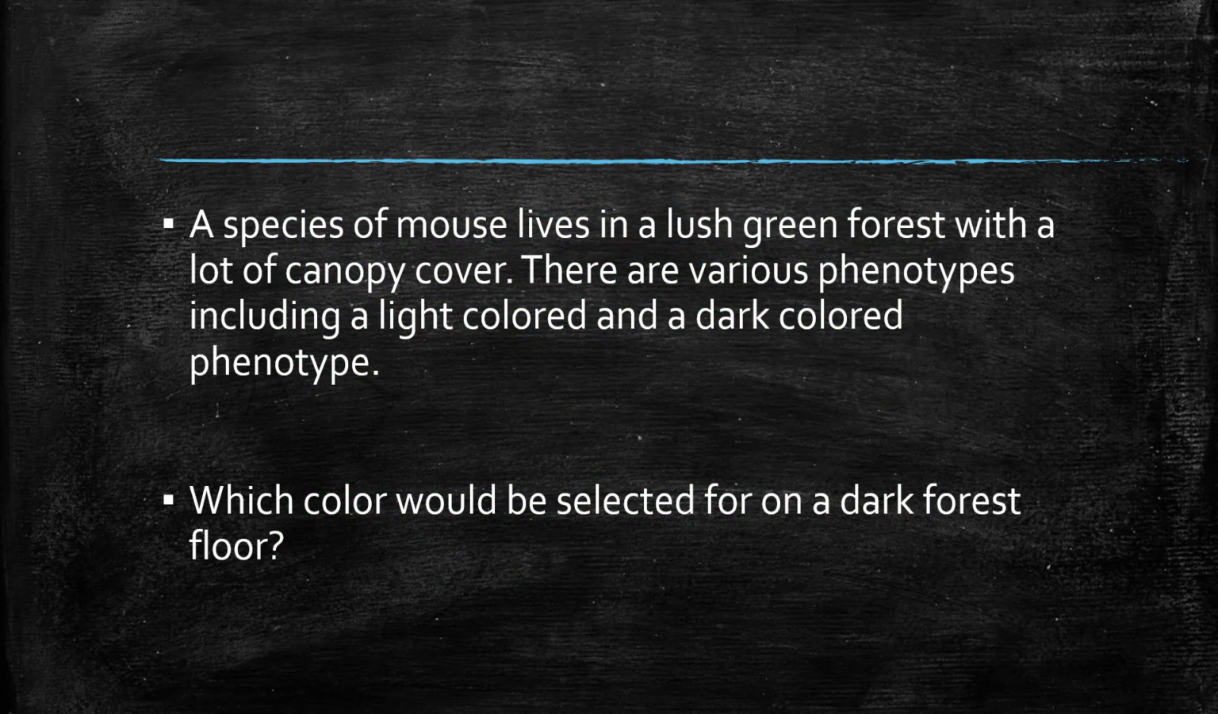So let's end this video with a couple of scenarios. A species of mouse lives in a lush green forest with a lot of canopy cover. There are various phenotypes, including light-colored and dark-colored phenotypes. Which color would be selected for on a dark forest floor? Well, if you had a mouse that was light and dark, the light mouse is going to be eaten, leaving the dark mouse, right? Just like in the case, let's remove predators from the equation.